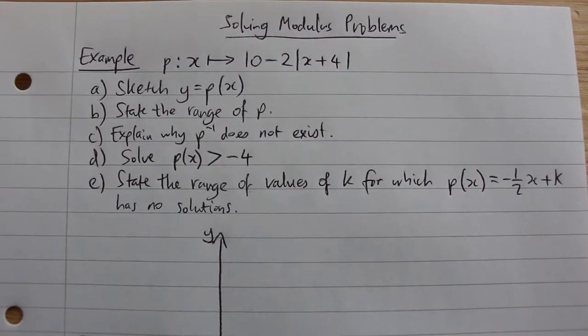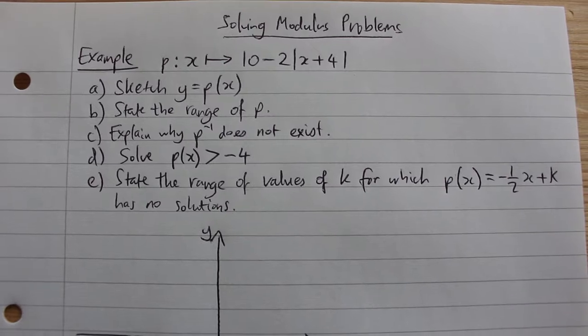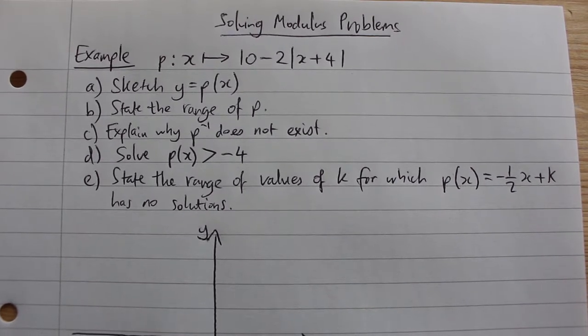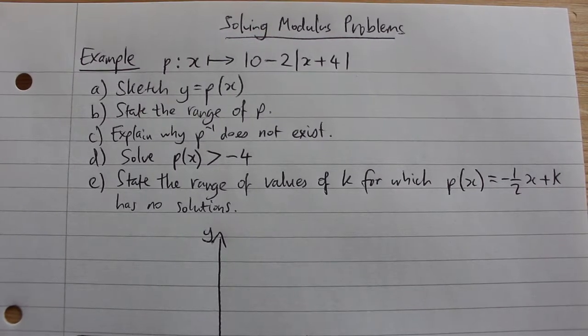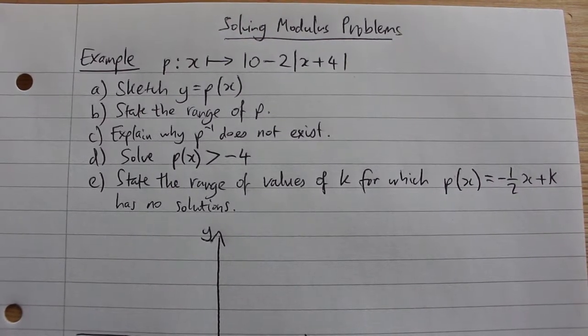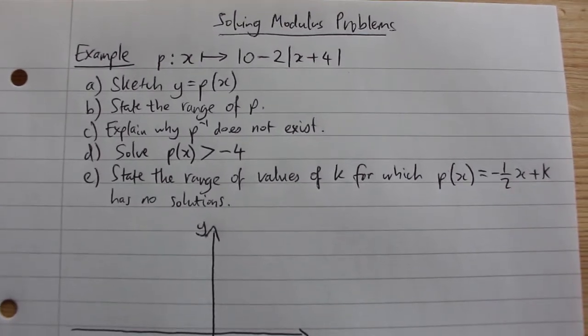The last thing in chapter 2 involves more problem solving with the modulus function. So let's consider this example. We have a function p that maps x to 10 minus 2 times the modulus of x plus 4. Part A is to sketch y equals p of x.